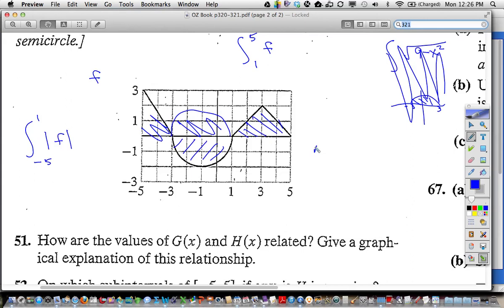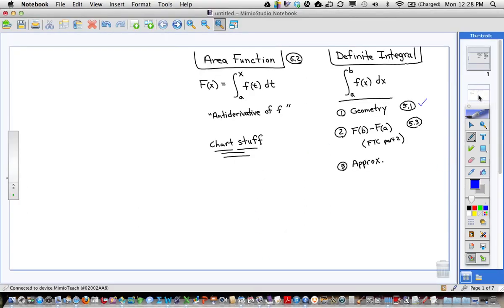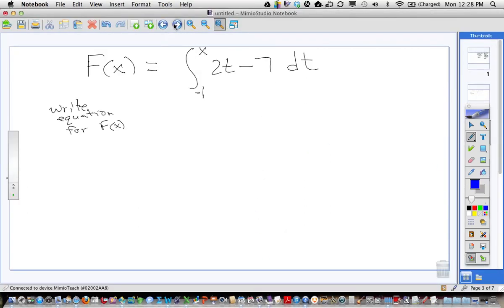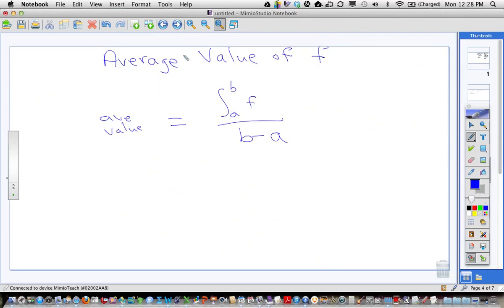Oh, one other formula we have that I should mention was the average value. There weren't a lot of problems about that, but that was on there. And let me see, I think I've got that here somewhere. Right there. The average value of a function f, you need to know that formula, okay? It's just the integral from a to b, so the area, the definite integral from a to b, divided by b minus a.